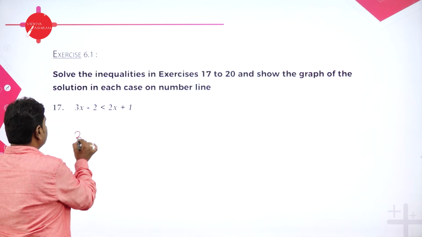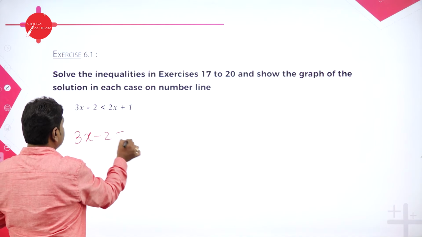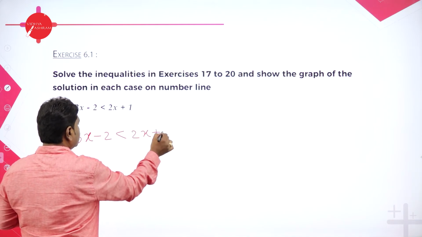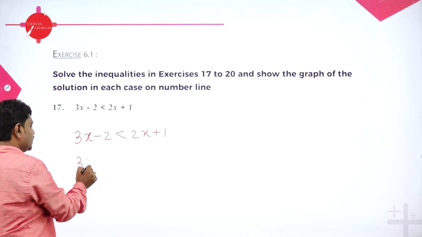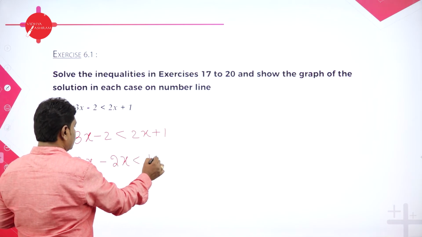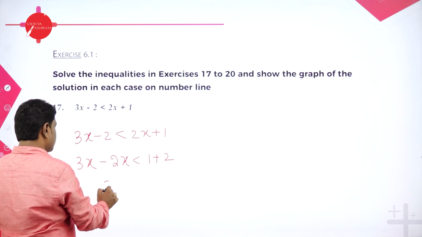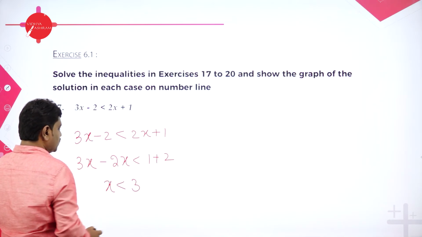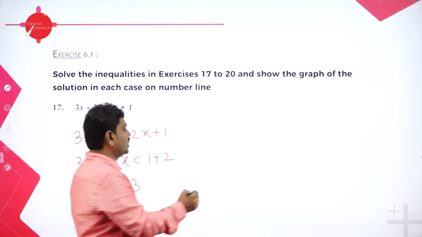So 3x minus 2 less than 2x plus 1. Bring all x terms to one side, 3x, 2x, if it comes this side, it will become minus 2x less than 1 plus 2. So this will become x less than 3. So now x less than 3 is the solution on number line.